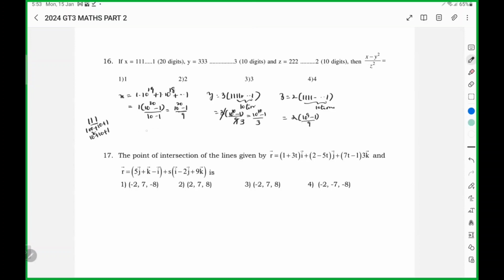So here x minus y square is (10 power 10 minus 1) whole square by 9. If you take (10 power 10 minus 1) common, 10 power 10 plus 1 minus, get cancelled, which is 2 by 9, 10 power 10 minus 1.